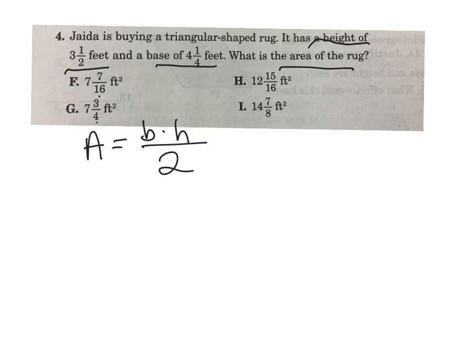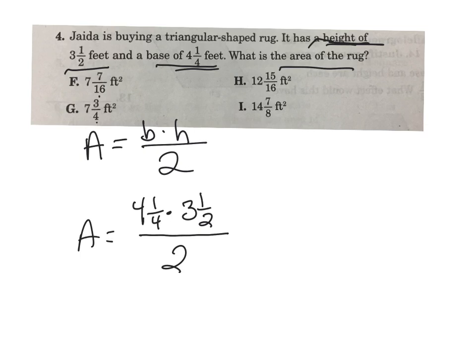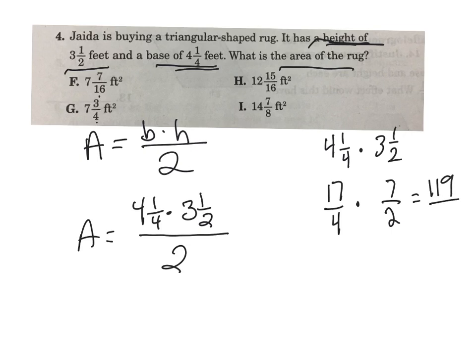All right, let's give this a try here. It has a height of 3.5, so I'm going to change the height to 3.5. Okay, and the base is 4 and 1/4, times 3.5, divided by 2, and that will give me my area. So the first thing I'm going to do is my 4 and 1/4 times 3.5. I'm going to make those both into improper fractions. 4 times 4 is 16 plus 1 is 17, so 17/4 times 3 times 2 is 6 plus 1 is 7 halves. Then I go 17 times 7 equals 119. 4 times 2 is 8.